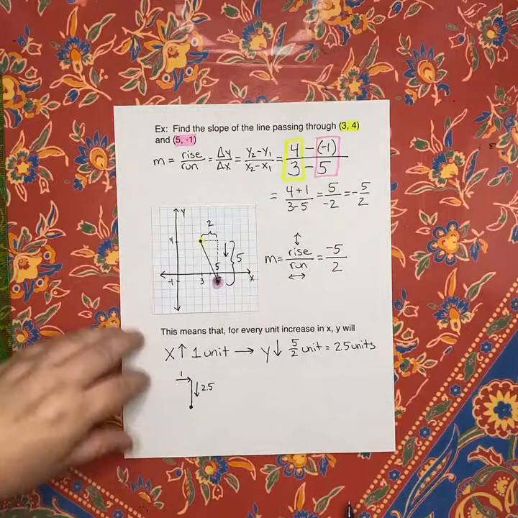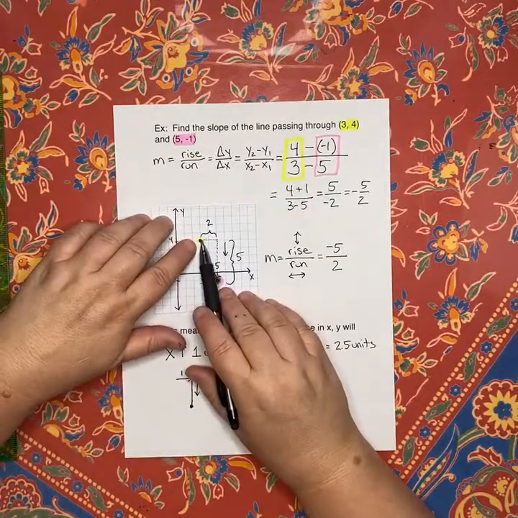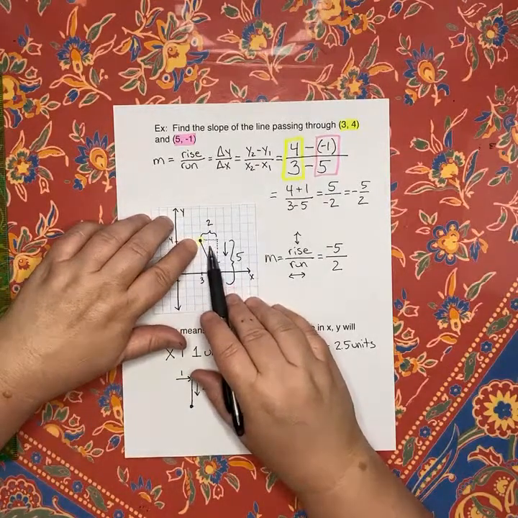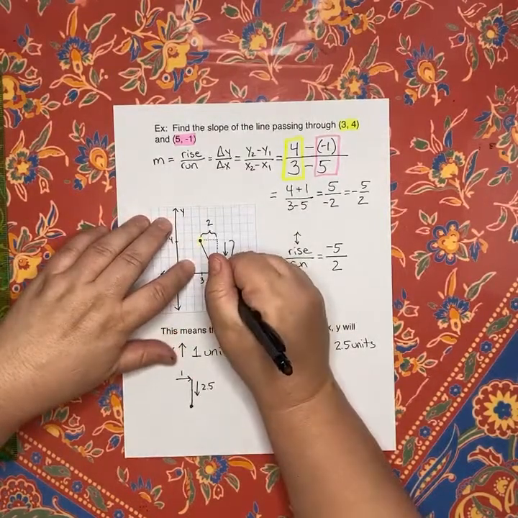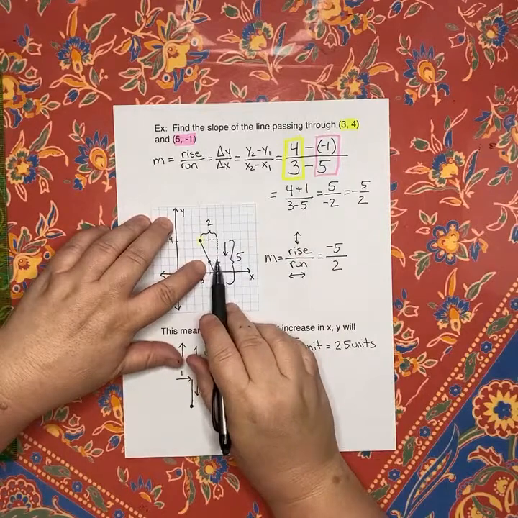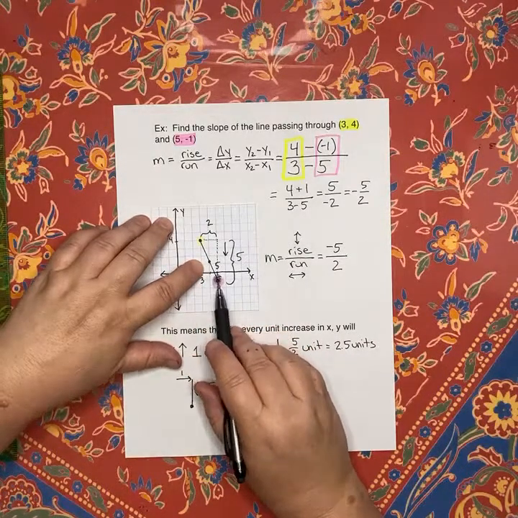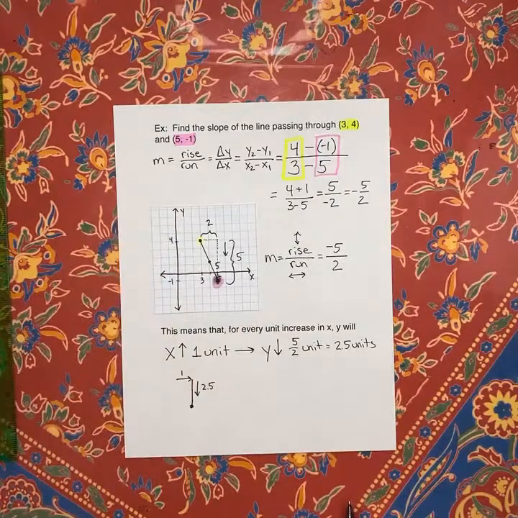Does that make sense? Let's look at the graph. If we move over 1, we go down 2 and a half. We get to this little middle point right there. Then if we go over 1 again, we go halfway, 1, 2. There you go. What do you guys think?